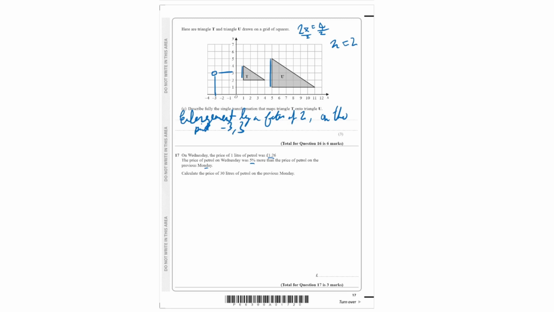So firstly, 5% more than the price of the previous Monday. So that means 5 was added to the total 100%. So that means we have 105 is equivalent to 1.26. So we can actually write 1.26 divided by 105. We want to find the whole again, so we simply write times 100. Now this will be the price for 1 liter.